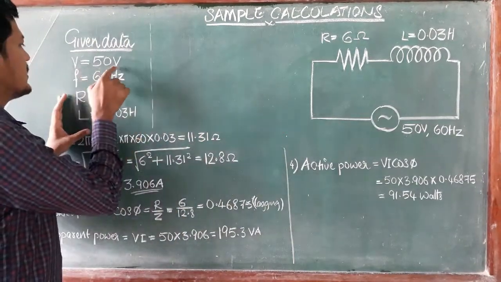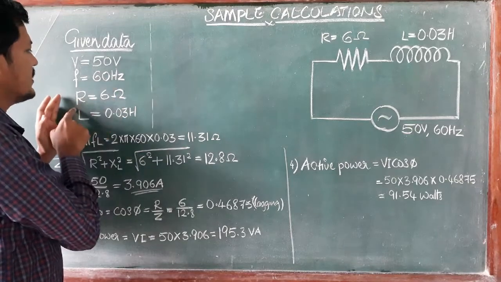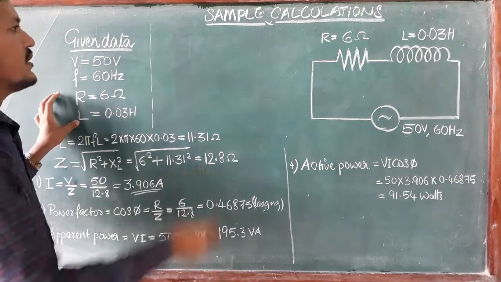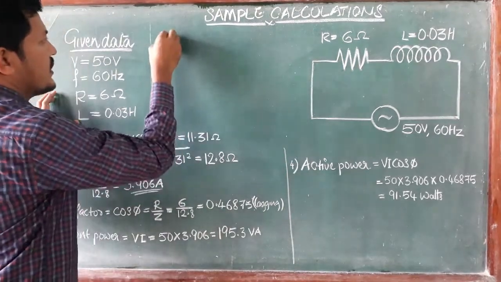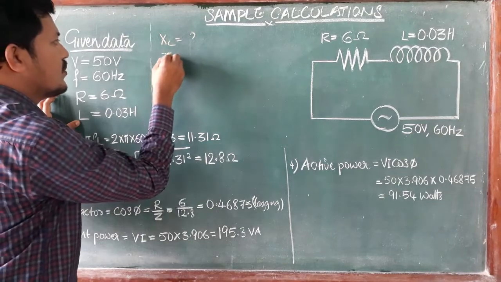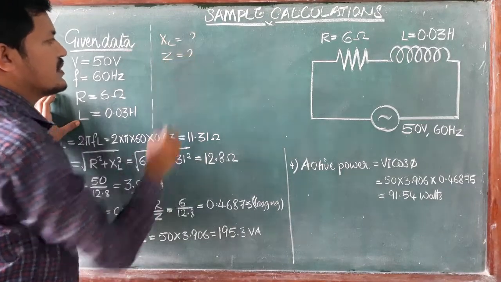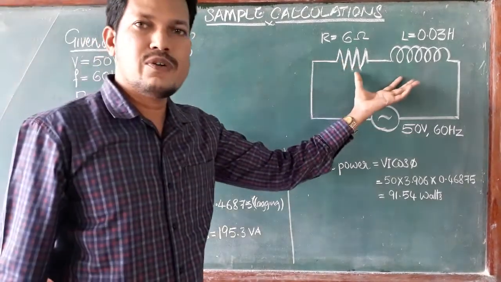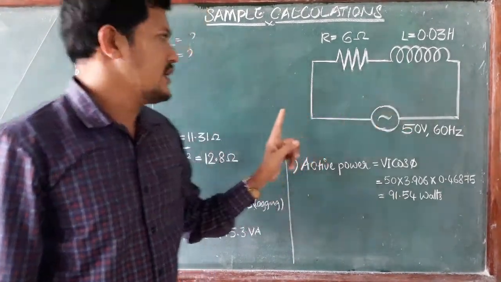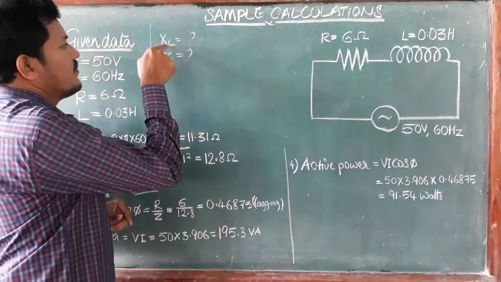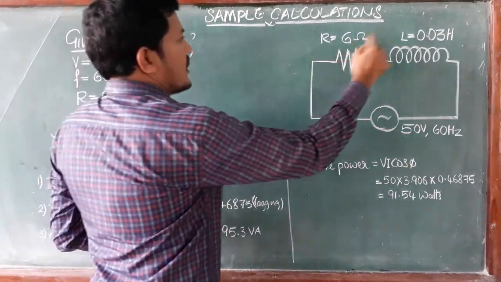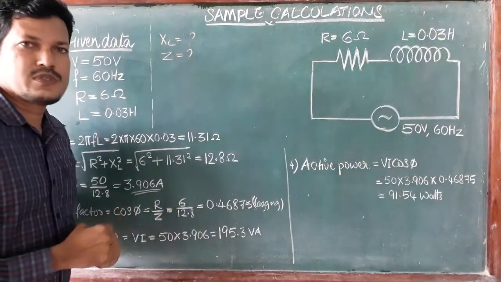Only voltage is given, frequency is given, resistance is given, and the inductance value is also given. So we have to find out its inductive reactance XL. Next, the total opposition offered to the circuit, that means impedance. From the circuit we have to find out the impedance, the total opposition offered to the flow of current. We are finding XL to find the impedance value, and both are in ohms, the same units.